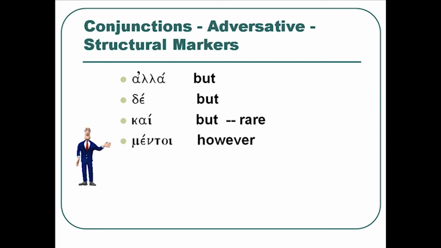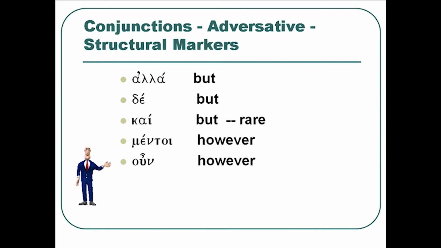Mentoi also means however. And oun can also be taken as however. Both forms adversative. A change in the narrative is happening when you see these words.